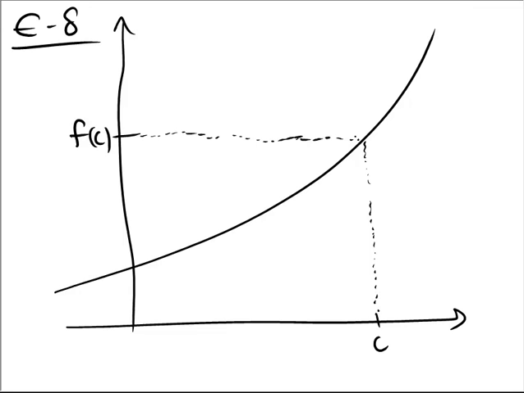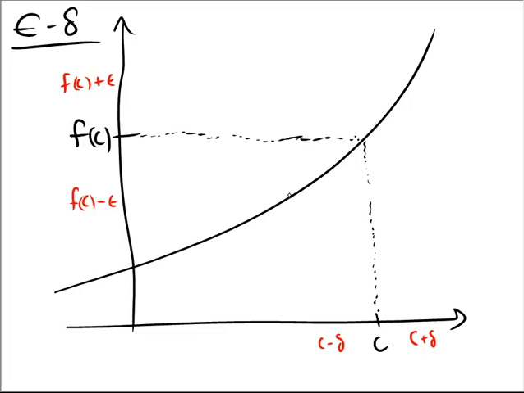Well, it says for all epsilon greater than 0, we're going to make a little window around f of c. So there's f of c plus epsilon, f of c minus epsilon. For all epsilon greater than 0, there exists a delta greater than 0 that's going to create a window around the c on the x-axis. So there's a c plus delta and there's a c minus delta.